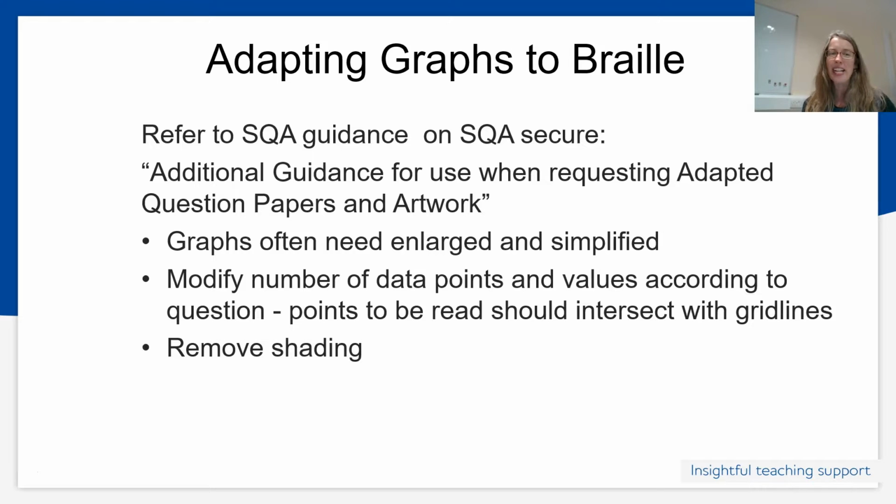Key things to think about really are that you often have to enlarge the graphs and they often need a lot of simplification. As I've mentioned previously, when we were talking about the pupils actually plotting graphs, you might want to consider modifying the number of data points if you're looking to read that graph, and possibly alter some of the values so that they can be easily read by intersecting the grid lines. To make things accessible, clearly we will need to remove any shading, which could be confusing on a tactile graphic.